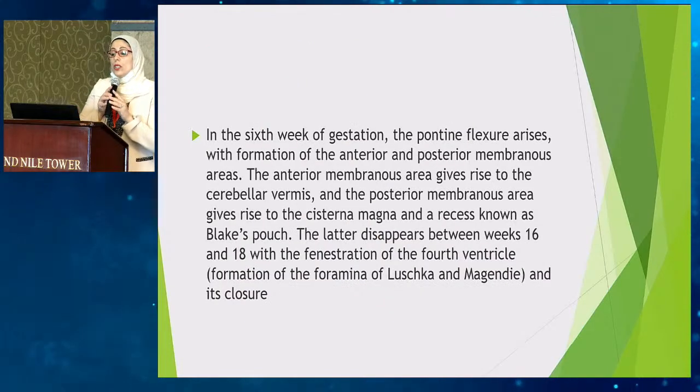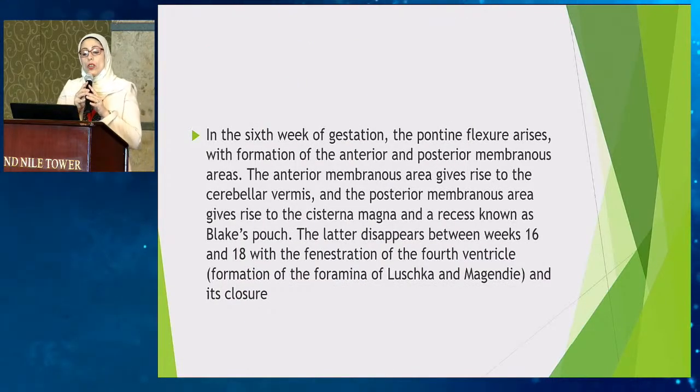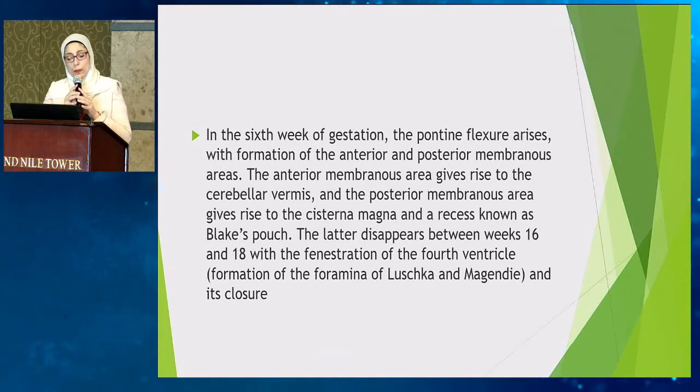In 6 weeks of gestation, the pontine flexure arises with formation of the anterior and posterior membranous areas. The anterior membranous area gives rise to the cerebellar vermis, and the posterior membranous area gives rise to the cisterna magna and what is called Blake's pouch.